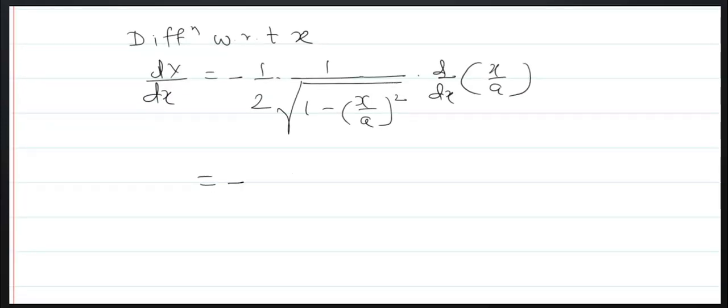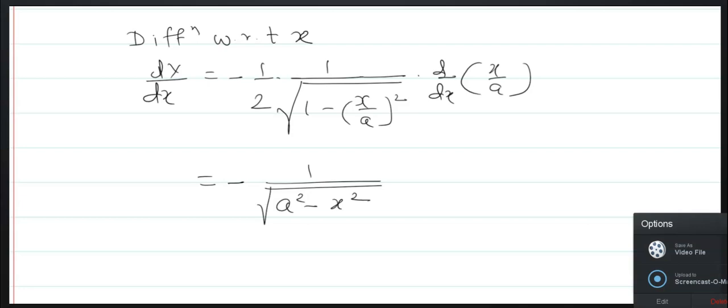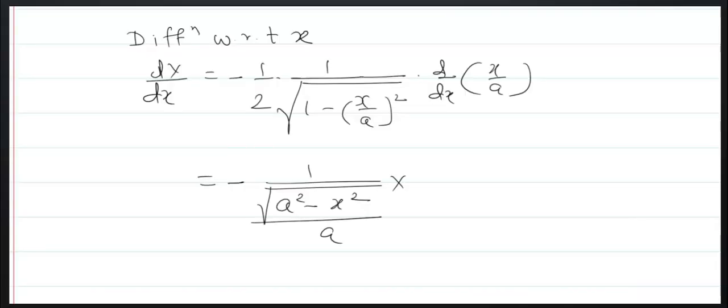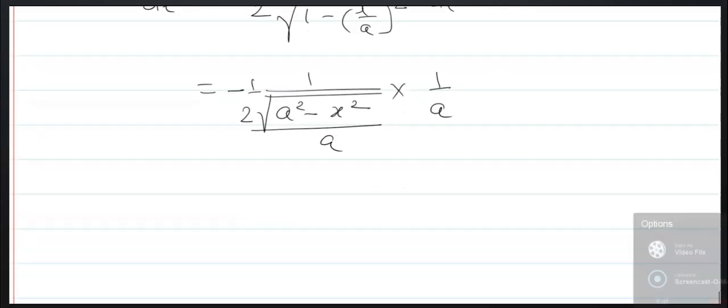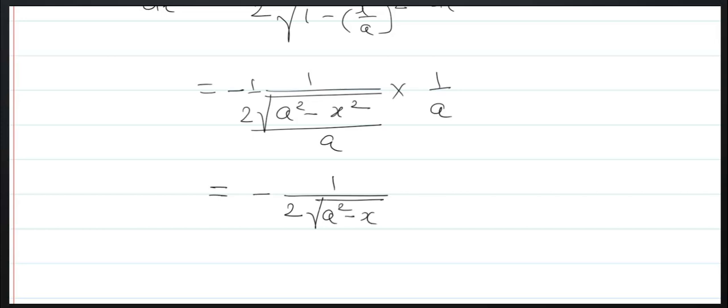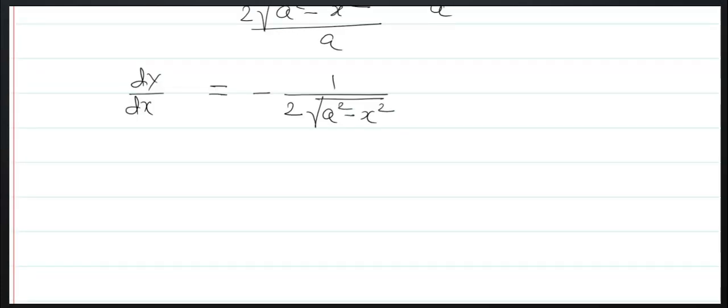So it's 1 upon 2. Now simplify this. This is simplification. The a gets cancelled. That is minus 1 upon 2 root of a square minus x square. This is the dy by dx. Therefore, option C is the correct one.